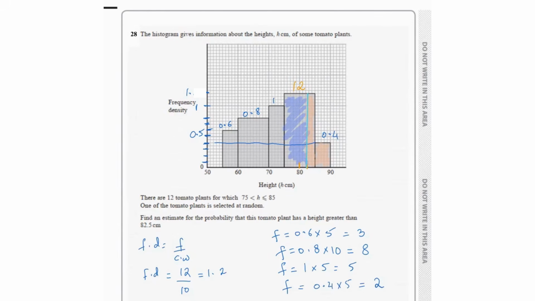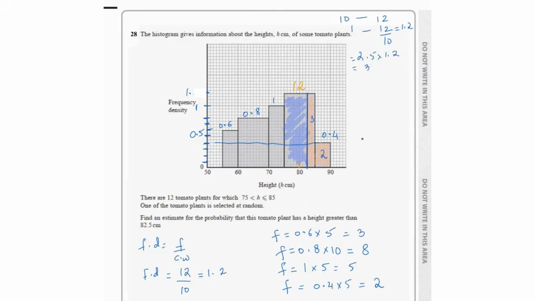So we have to find an estimate for the probability that this tomato plant has a height greater than 82.5. Between 75 to 85, we have 10 columns, and we're focusing on 2.5 columns. If we find the value of one column, 10 columns are equal to 12 plants. One column is going to be 12 divided by 10, which is 1.2 plants. So for 2.5 columns, 2.5 times 1.2 gives us 3 plants. So 3 over here, and from 85 to 90, we have 2 plants.